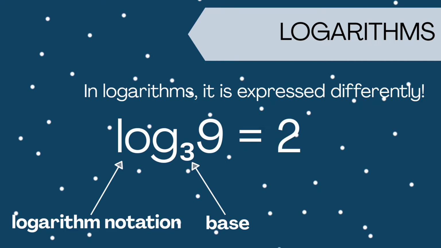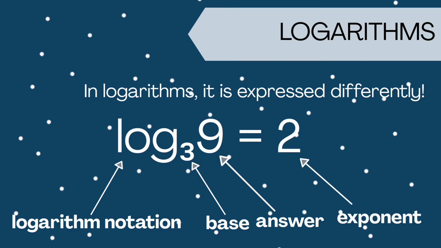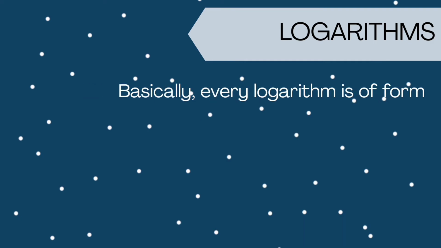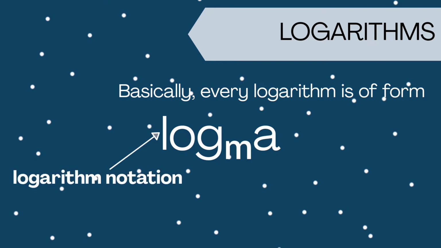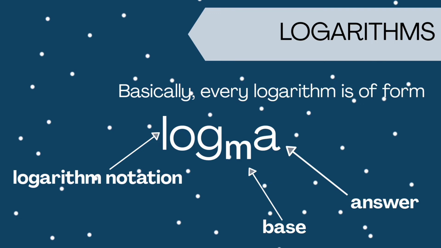The third part of a logarithmic equation is the final answer in the exponential equation earlier. Here, it is the number 9. And on the right-hand side lies the last part of the equation, which is the exponent in the exponential equation earlier, which is 2. Basically, every logarithm is of form the logarithm of a base m, where the log represents the logarithmic notation or symbol, the letter m representing the base of the logarithm, and the letter a being any positive real number.